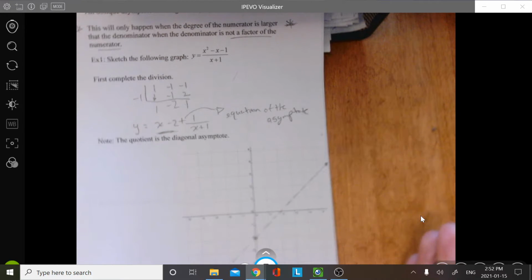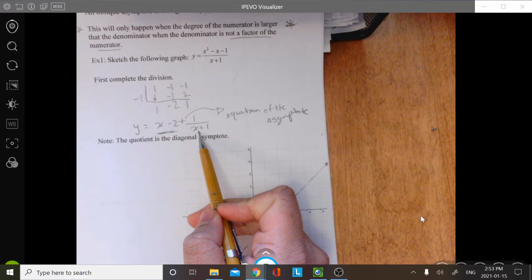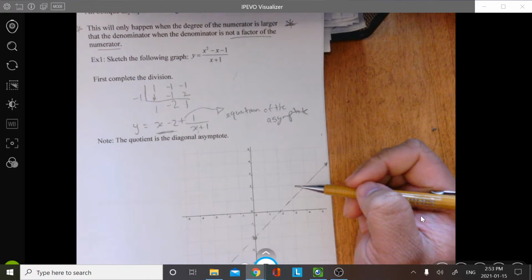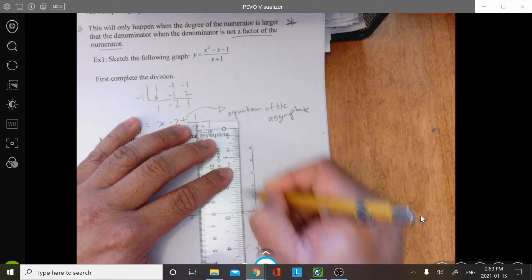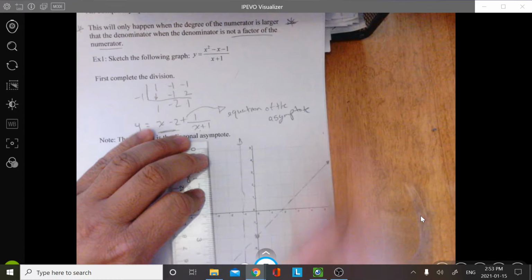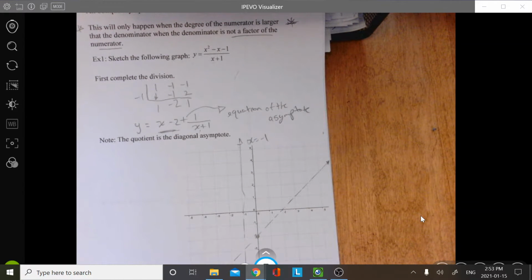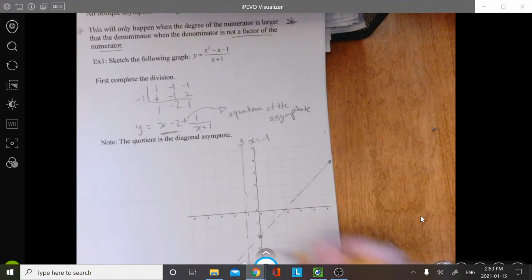Really that's all that changes. So instead of a horizontal asymptote, we have an oblique, but the same rules still apply. So whenever the denominator is 0, we still have a vertical asymptote. So at x equals -1, I still have one. Okay, and then again I'm going to test 2 points on either side of my asymptote.